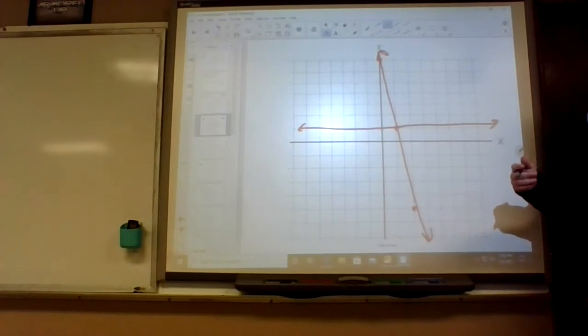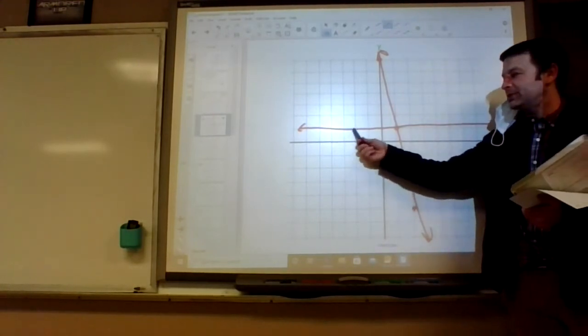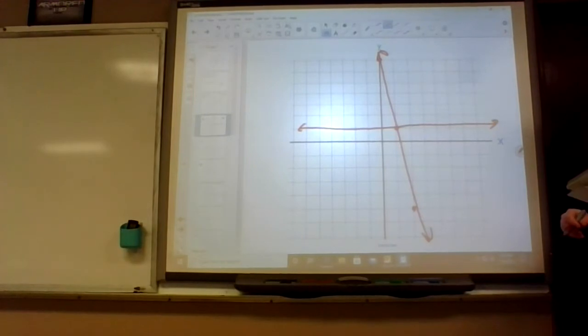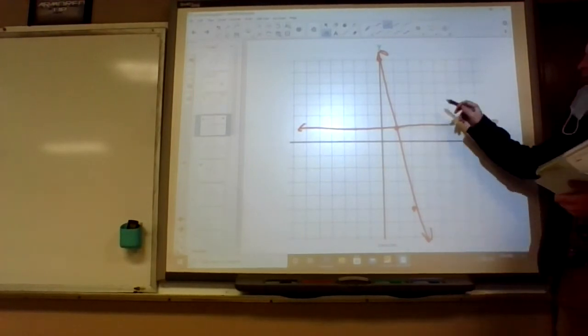I notice on 18 it says x equals -2. So you go to -2 on the x-axis and draw a vertical line. Anyways, where did they cross at? 1, 1.